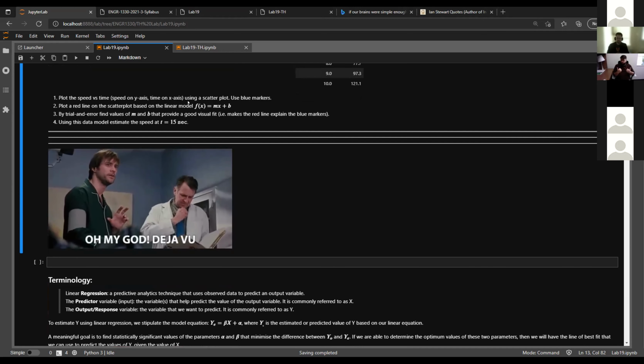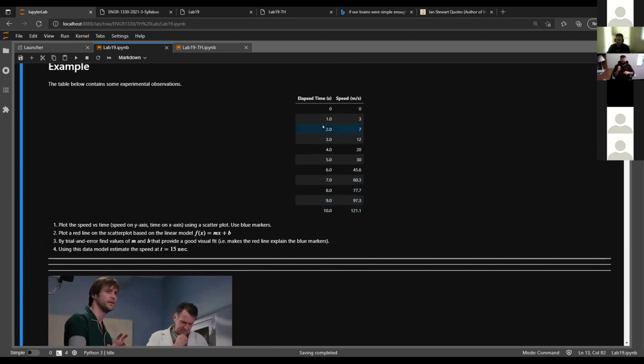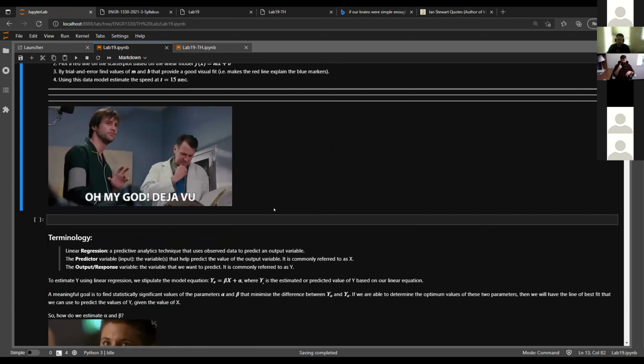Any line we want. If they're all in an actual line, then it would make sense to put a line that goes through all of them. Let's try getting the M and the B, so the slope and the y-intercept, which provide a good visual fit. What does it mean to have a good visual fit? Well, we're just going to use our eyeballs. And then finally, using that data model, we want to estimate the speed at 15 seconds, which we don't have an observation for. Oh, wow, we've done this before.